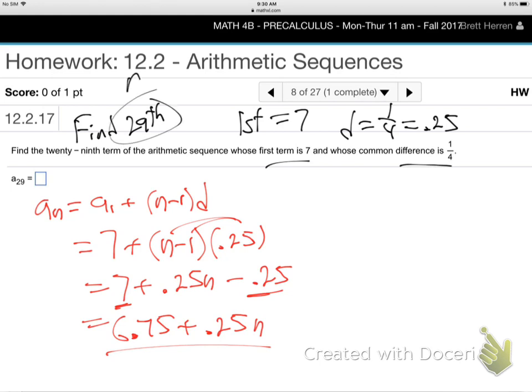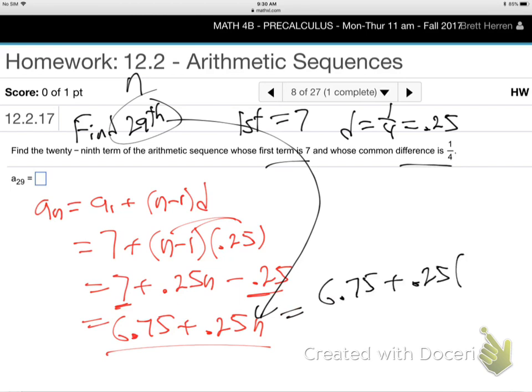This is n. N is 29. Plug it in. Get 6.75 plus 0.25 times 29. Trying to find the 29th term. And I'm getting 14. 29th term is 14.